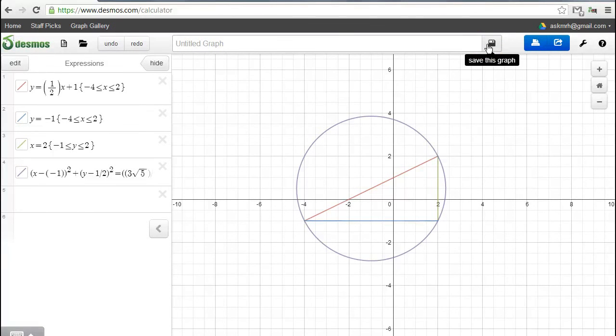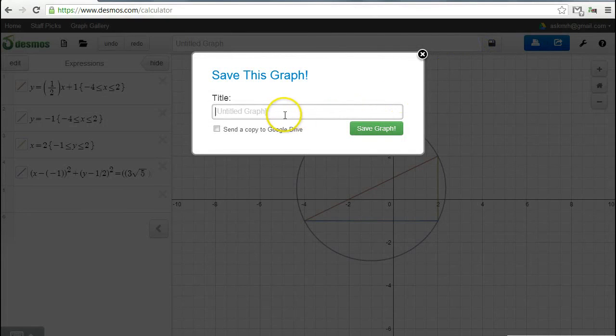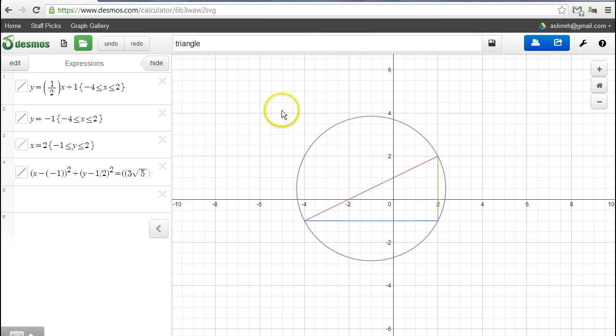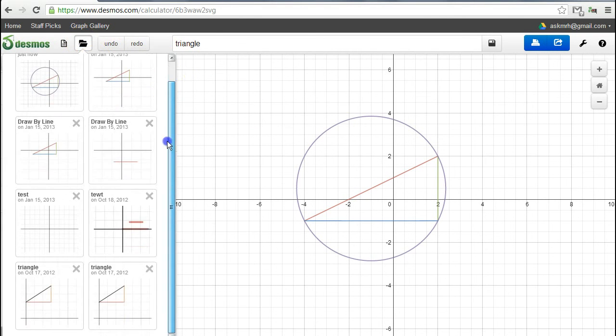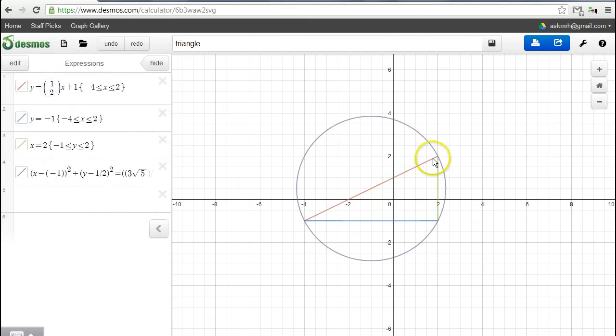Is that okay? So when you save, I'm going to title it. What should I title it? Triangle. Okay. And so you see my folder here? I have a whole bunch of them, but you see my triangle just now? So it's right there. Do you see? So make sure you save. Otherwise, if you do all your work and you don't save, it's not there.